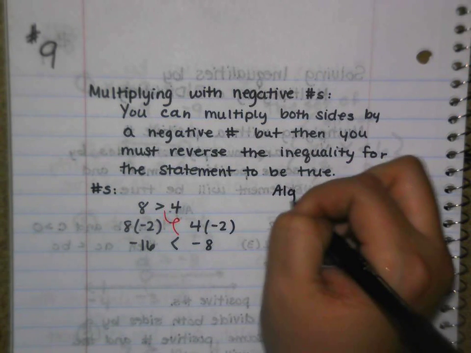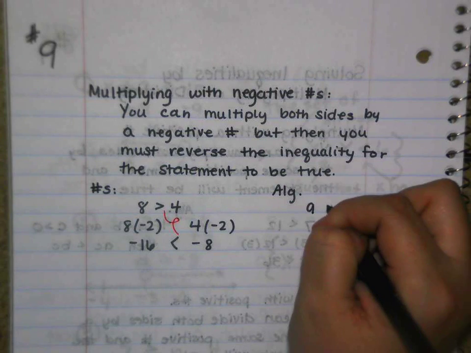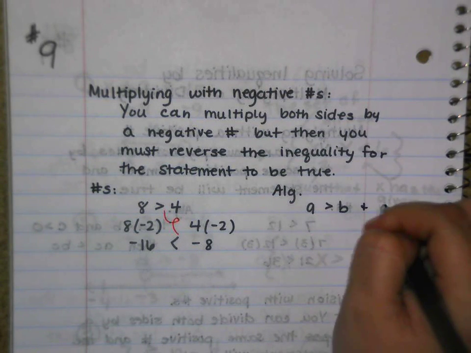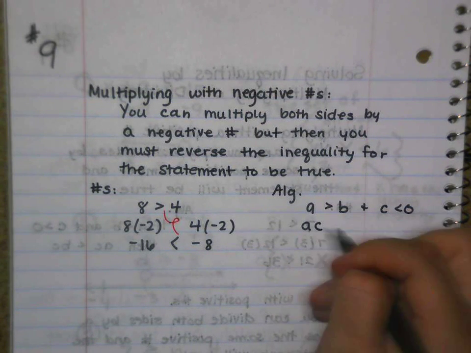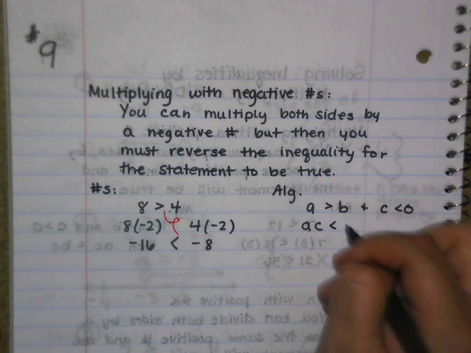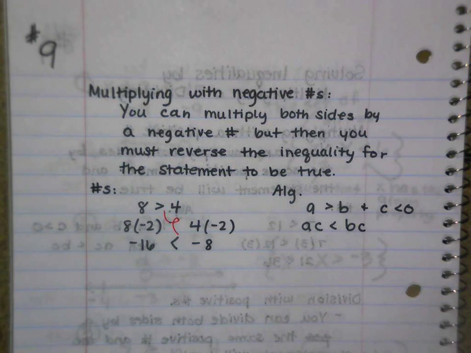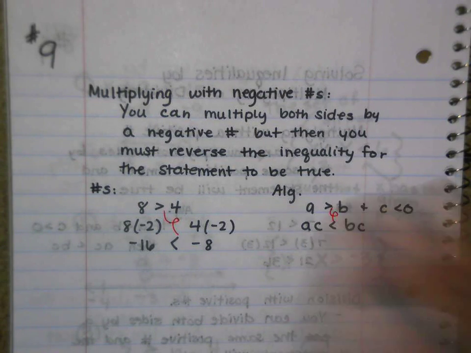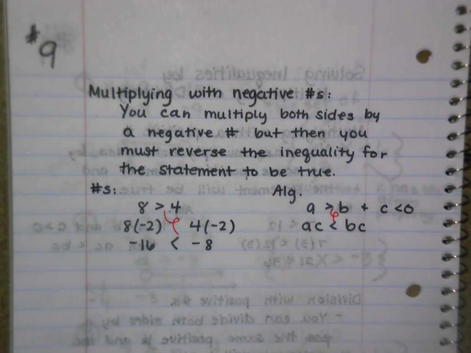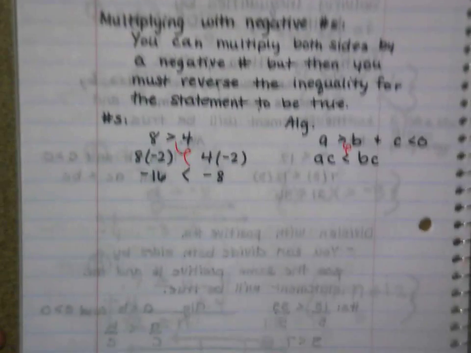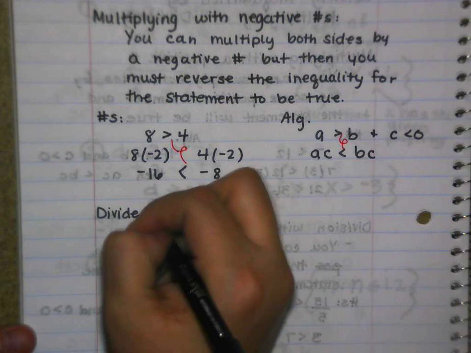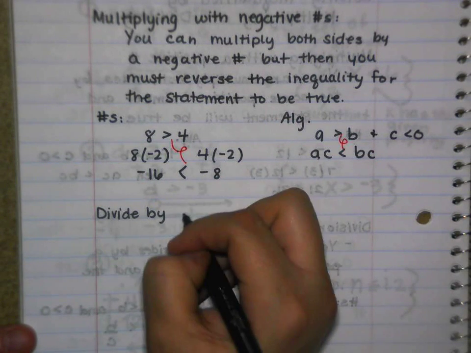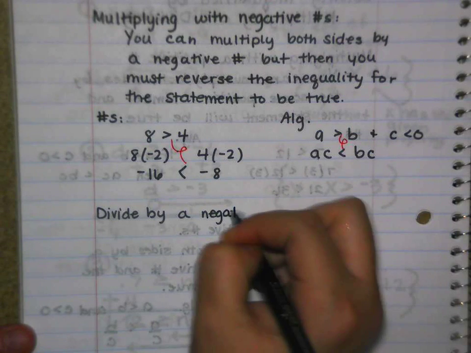So algebraically, we would say if A is greater than B and C is less than 0, then A times C is now less than B times C. Again, we had to flip the inequality. We can't forget to flip the inequality when we multiply, and next you'll see divide by a negative number. Okay, so let's talk about dividing. Dividing by a negative number. Again, this is with inequalities.